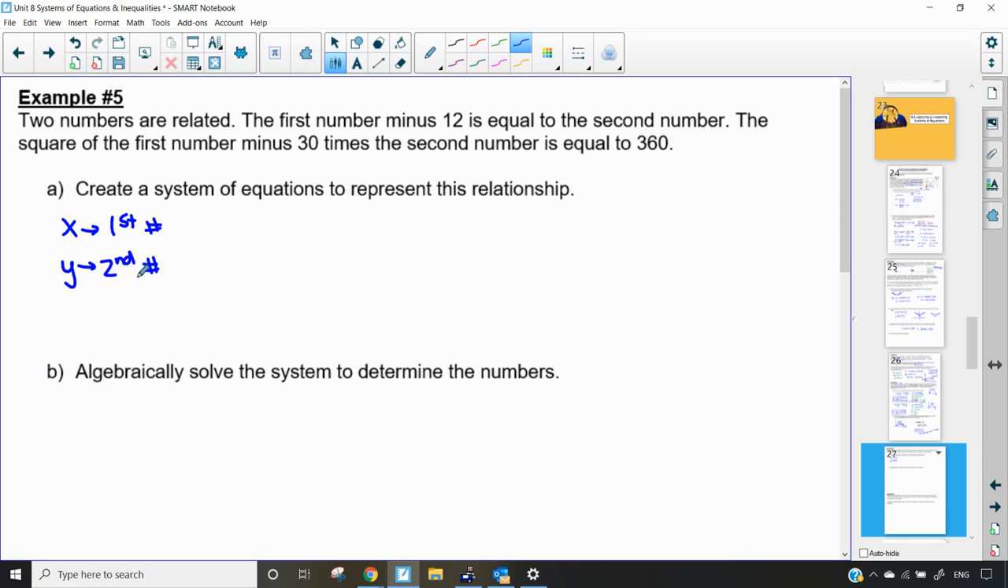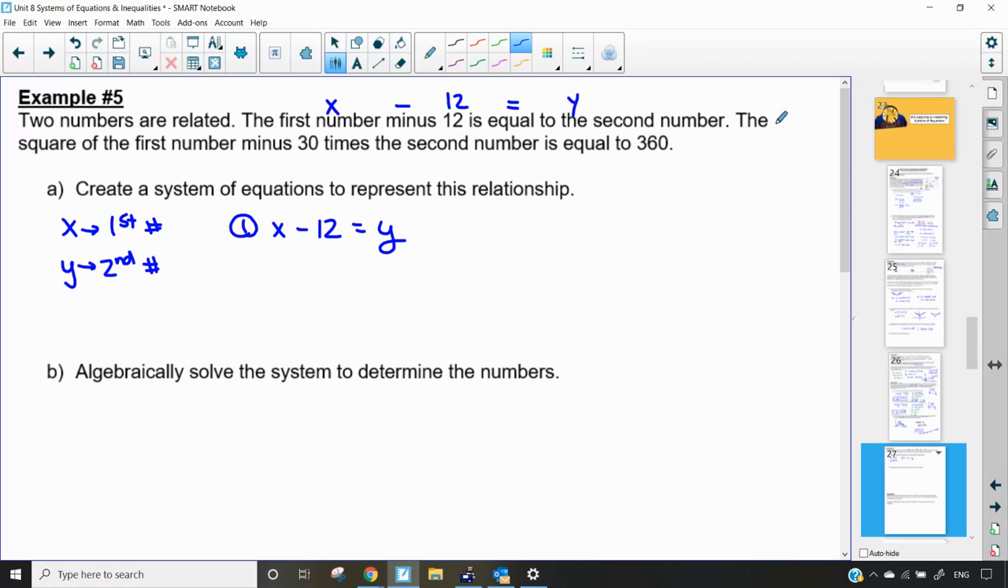Sometimes we're going to be told that they're larger or smaller numbers, then I would be specific with that. But here is just first number and second number. Now I find often if I go back to the word problem, a lot of the equation is already built into the sentence. So we're told the first number minus 12. Well, the first number is x. x minus 12 is equal to the second number, which is y. So there's my first equation: x minus 12 is equal to y.